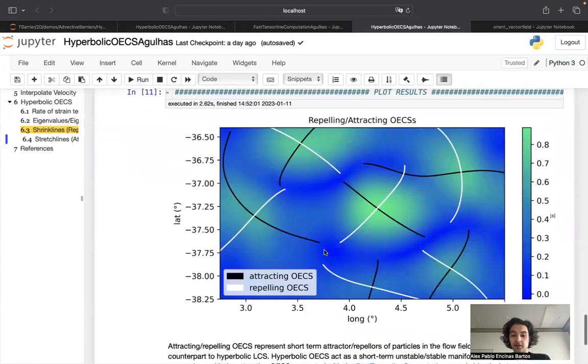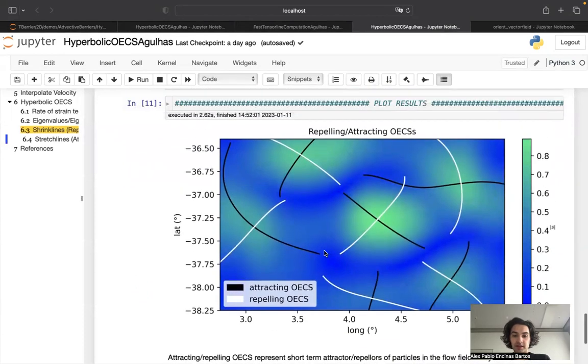Now, if you do this integration properly, then you get the following results. Here I've plotted the repelling and the attracting OECSs, so basically the black and the white. Black is attracting and white is repelling OECSs, and they are launched from these local maxima. You launch from all these points, which are local maxima of the S2 field. What I've plotted here is simply the S2 field. And then, of course, you get all these sets of points.